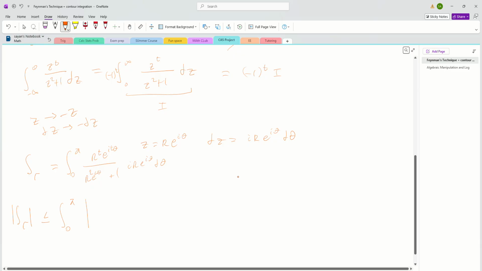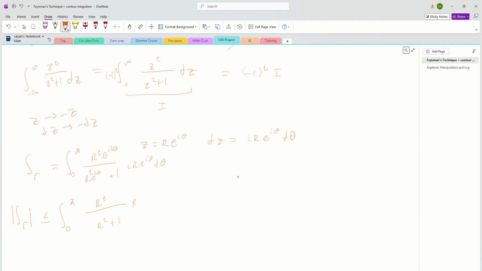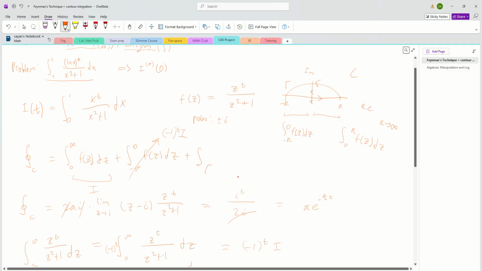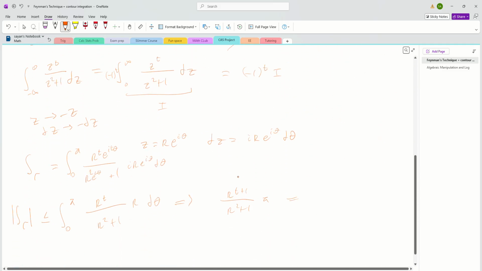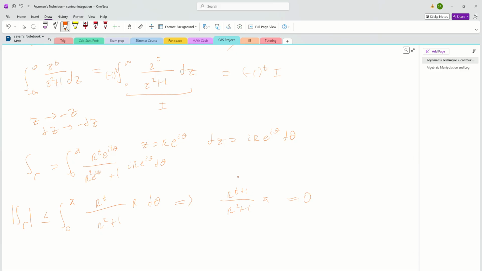So we're going to be left with r to the t, and then we're going to have r squared plus 1, and this is also going to become r d theta. And notice how we don't have any thetas. So this is really just going to be r to the t plus 1 over r squared plus 1 times pi. And if we take the limit as r approaches infinity, well then this is just going to be equal to 0. Right? Because this grows faster.